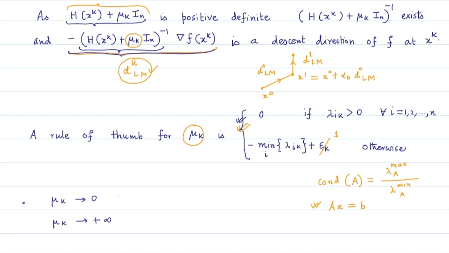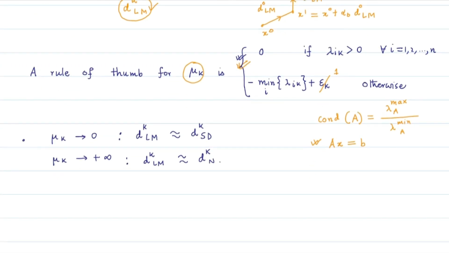descent direction. So here I neatly write this comment: as mu k tends to 0, the Levenberg-Marquardt direction is almost the Newton's direction, and when mu k tends to infinity, the Levenberg-Marquardt direction is almost the steepest descent direction. Now next I will consider two examples.